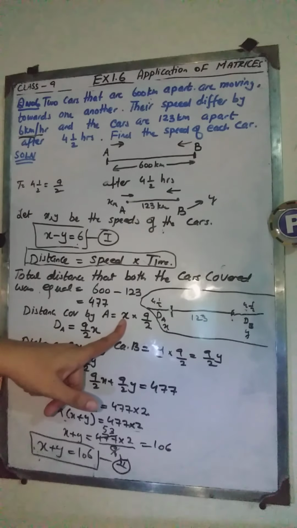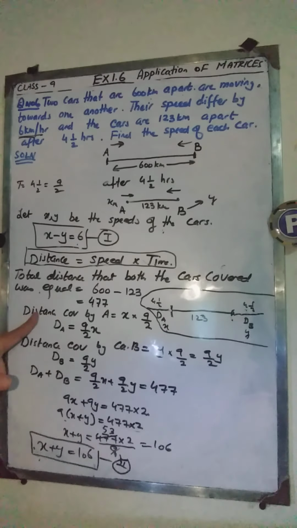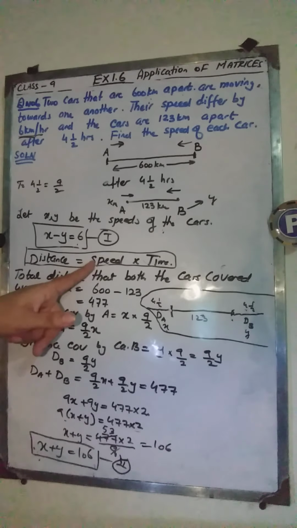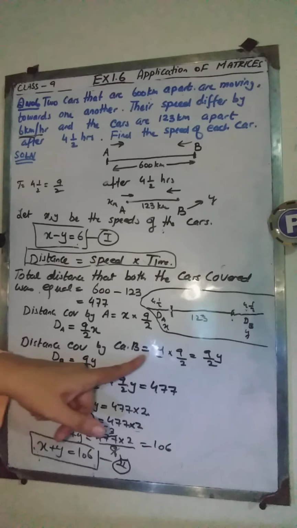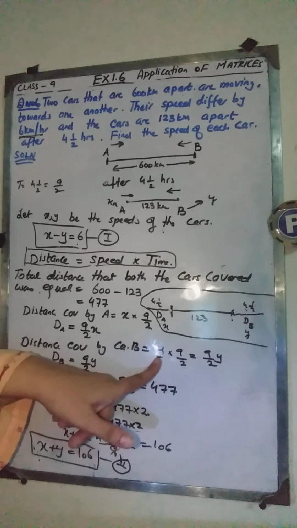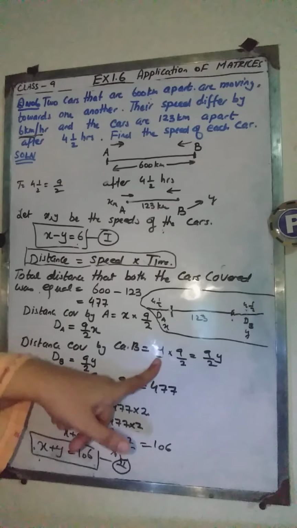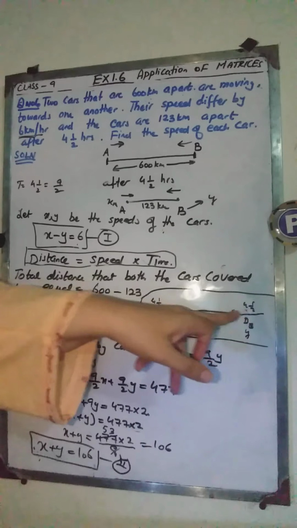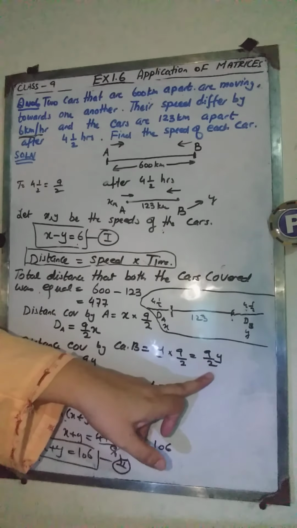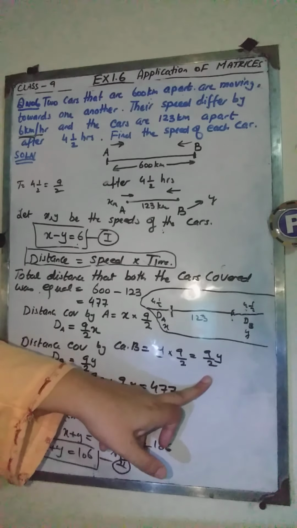So speed into time will give us the distance covered by A. Distance covered by A is equal to time into speed according to this formula. Similarly, the distance that car B covered is equal to its speed into time. The speed of car B was y, that we have already supposed to be equal to y, and the time that was spent was 4.5 hours. So the distance covered by B was this much, 9/2 y.